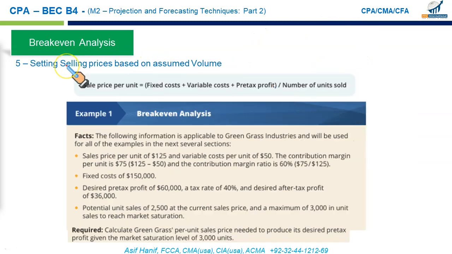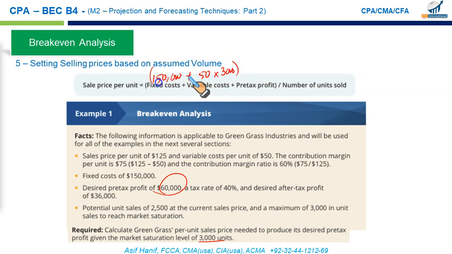The fifth application of break-even analysis is setting up selling price based on assumed volume. Like calculate Greengrass price per unit, the sales price needed to produce its desired pre-tax profit of 60,000 given the market saturation level of 3,000 units. So the formula you will use is the fixed cost that you need to cover is 150,000. Variable cost is 50. Multiply by how many units we are talking about? 3,000. So 50 multiplied by 3,000.